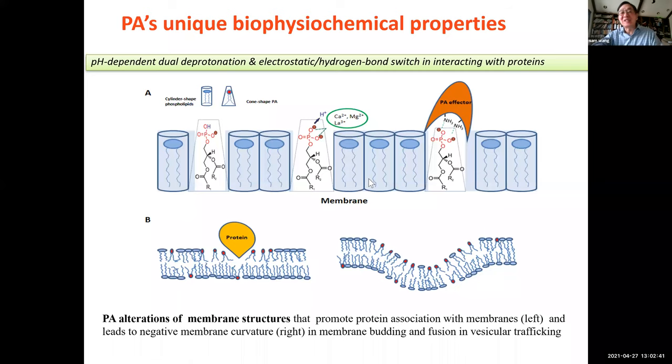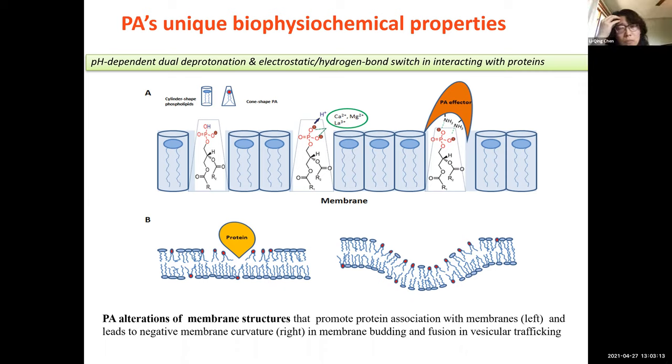All right. So in this case, you see this head group showing on the top. Depending on the pH, this can be totally protonated or double deprotonated. When this is double deprotonated and then interacts with protein, it does so not only through the electrostatic interactions, but also through hydrogen bonding. In yeast, PA has been proposed as a pH sensor.